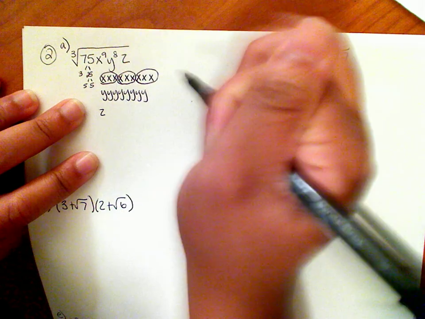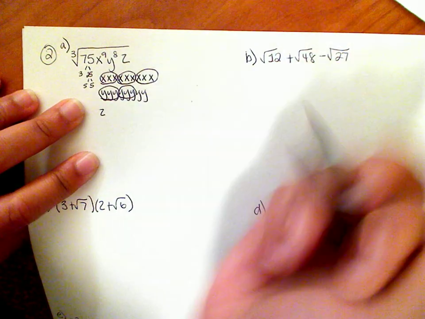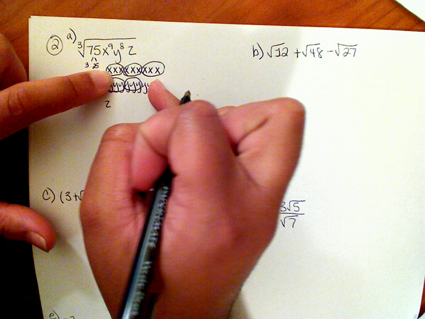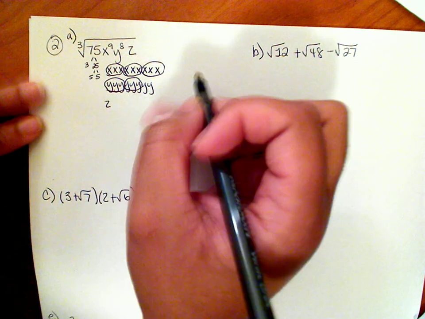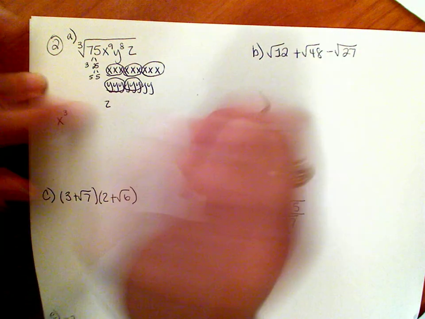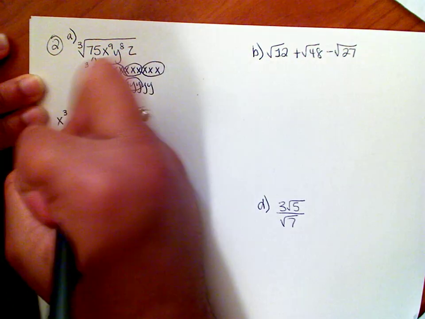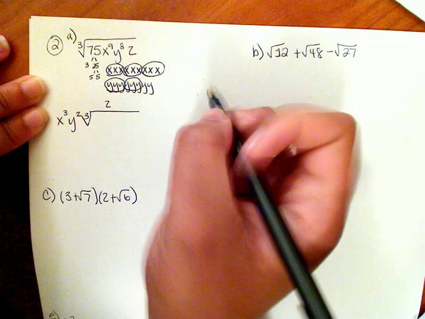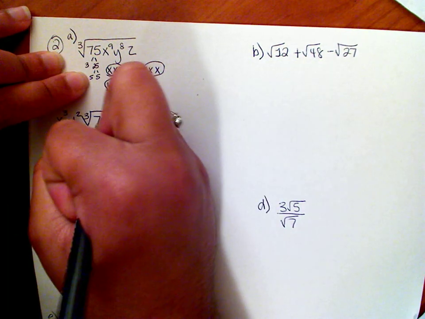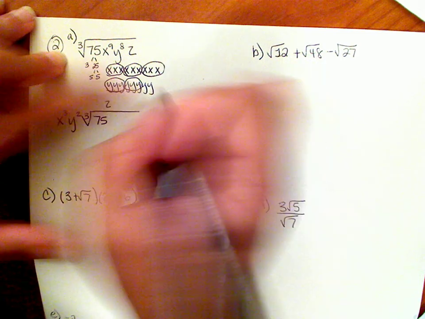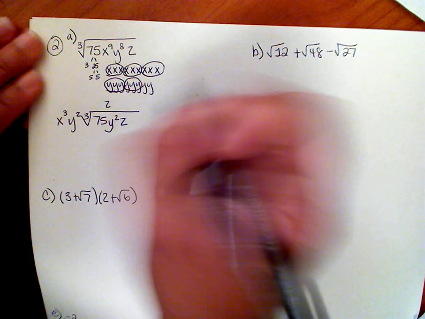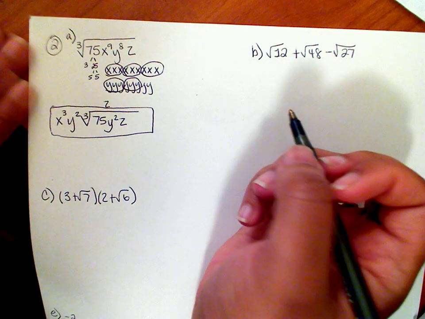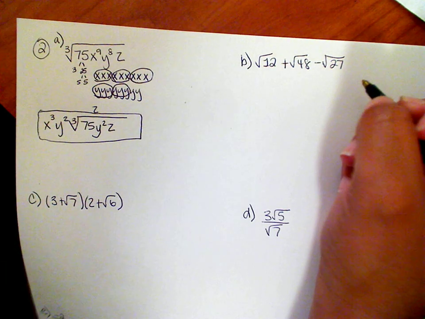So I'm going to circle all the groups of 3. So there's one group of 3, another, and another. Alright, so now we can go ahead and write our answer. So there's 3 groups of 3 x's, so an x cubed is going to come out. We have 2 groups of y's, so y squared is going to come out. We don't have any other groups, so everything else stays under the radical. So we still have 75. We have 2 y's and 1 z. So that would be our final simplified answer.